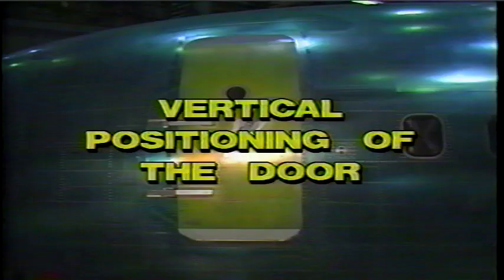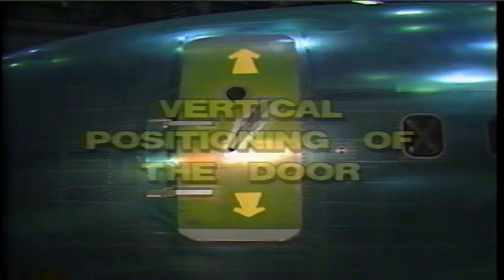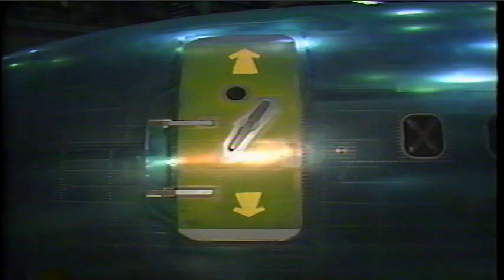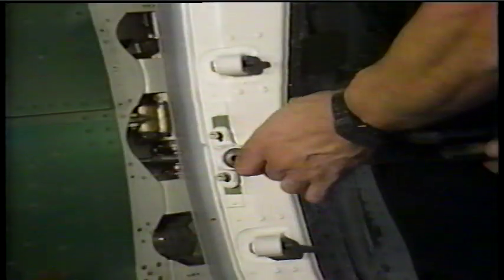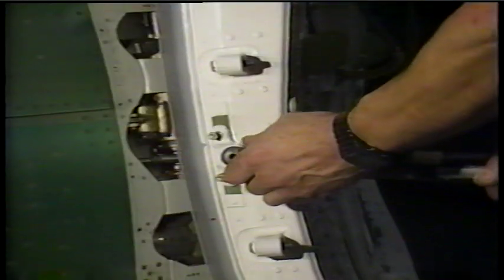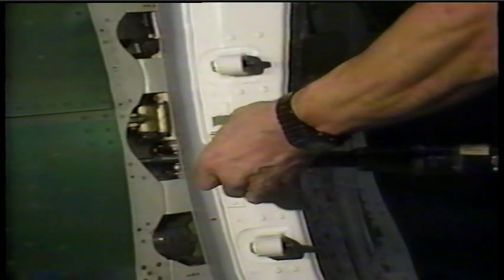The first adjustment to be performed is the vertical position of the door in the opening. The objective is to obtain the skin gap requirements at the upper and lower gates and align stop pins on the door with stop pads on the fuselage. Remove or loosen the centering guide to prevent interference.